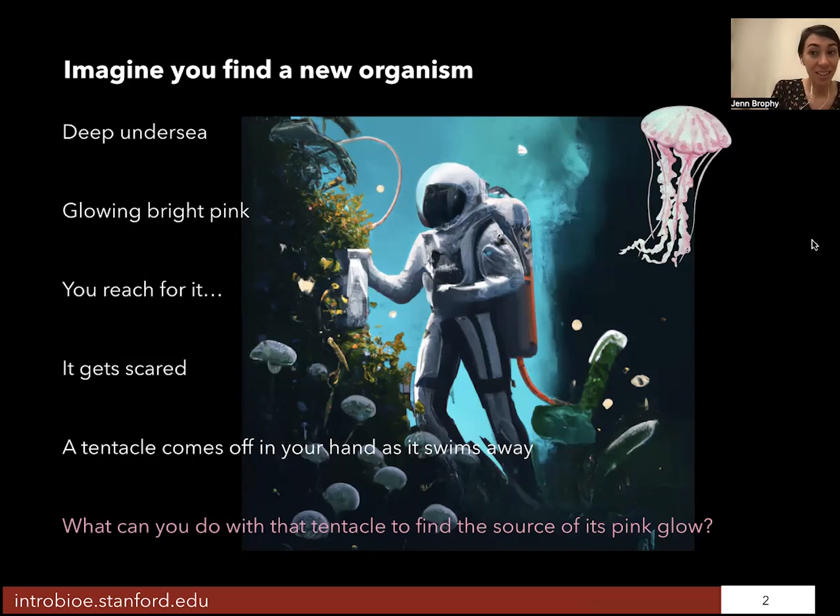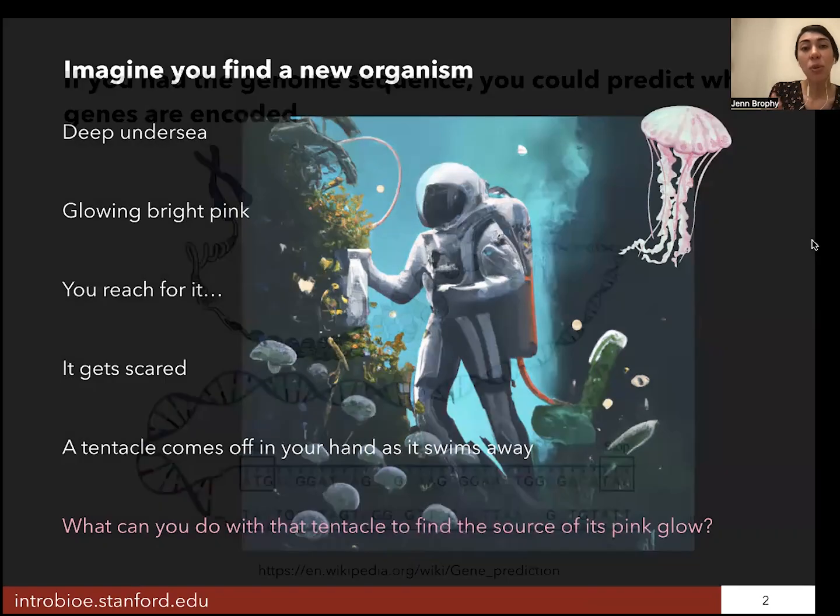So you're left there in the dark now with just this tentacle. It's still glowing a little bit, and you're intrigued. You want to know more about this organism. You want to know whether that glow could be useful for something else. So my question to you is, what can you do with that tentacle to find the source of the pink glow? Is there any information in that tentacle that you can get at in order to figure out how this deep sea creature was glowing and whether or not you can engineer that same feature into other organisms?